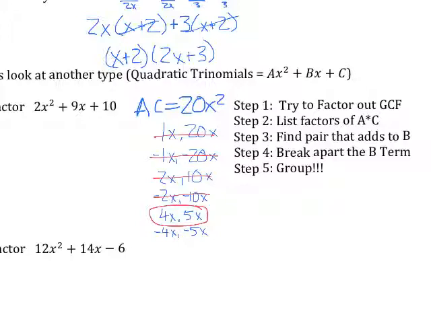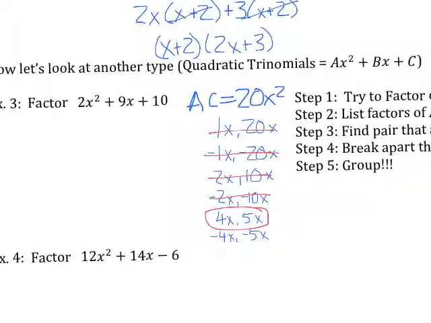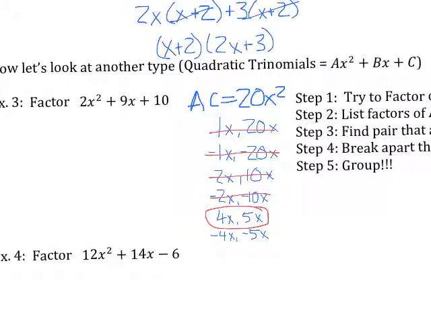So now I'm just going to break that b term, that middle term, apart. Okay, so 2x squared comes down, and 10 comes down. The only thing I'm doing here is just breaking 9x into the two terms I just found. So positive 4x and positive 5x.